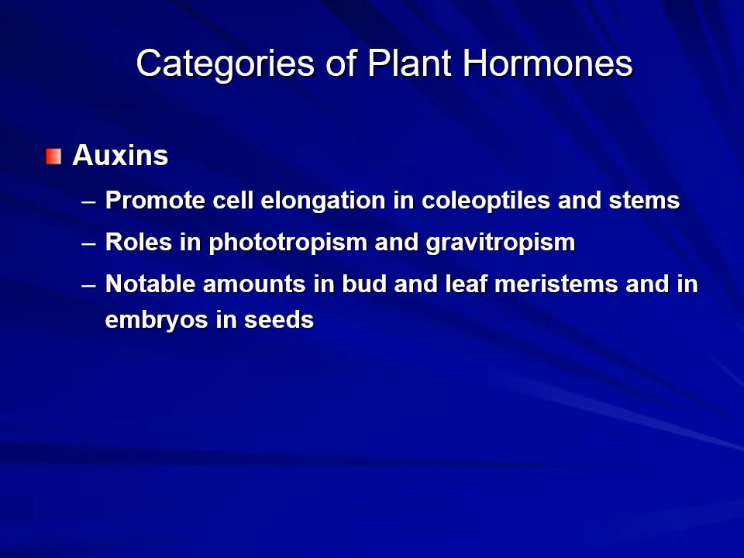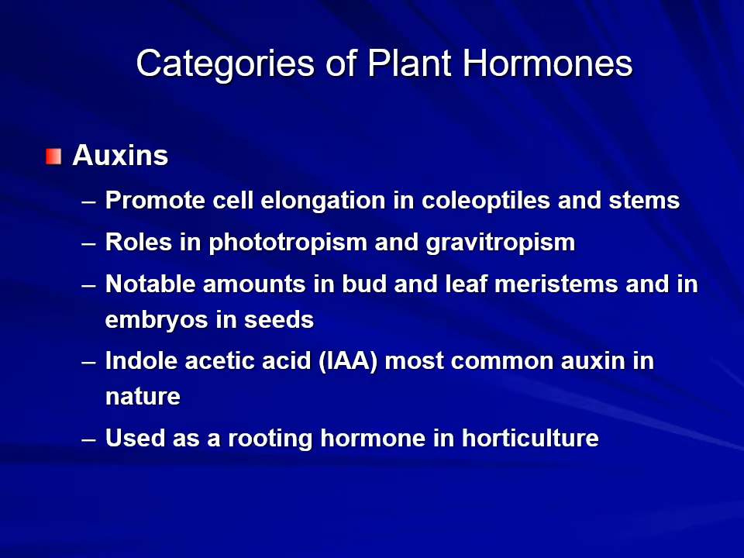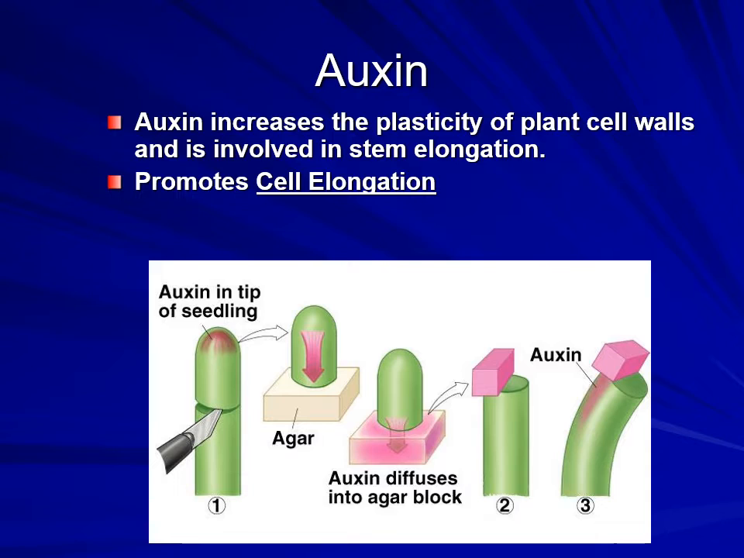So auxins are typically found above the soil line in the shoots, for the most part in meristems, and they travel down through the plant for eliciting their influence on growth. And of course, indole acetic acid is one of the most common. It's not the most common in terms of synthetic rooting compounds, but it is definitely the most common natural one out there.